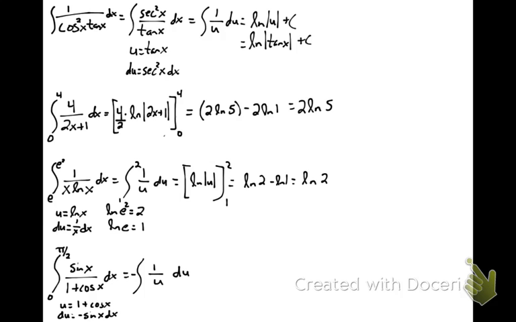Now I'll change my limits of integration. If x has the value of pi halves, then 1 plus cosine of pi halves is my upper limit of integration. The cosine of pi halves is 0, so my upper limit would be 1. When x has the value of 0, 1 plus the cosine of 0 is my lower limit of integration. The cosine of 0 is 1, so this will be 2.